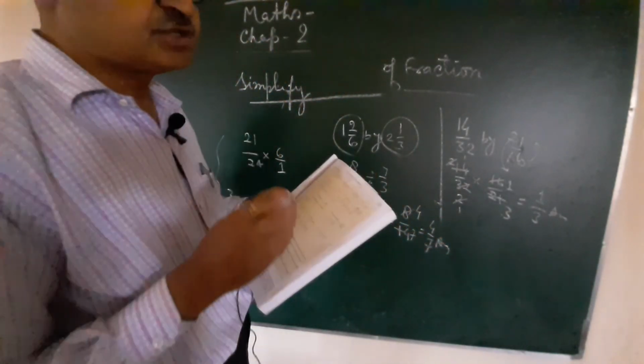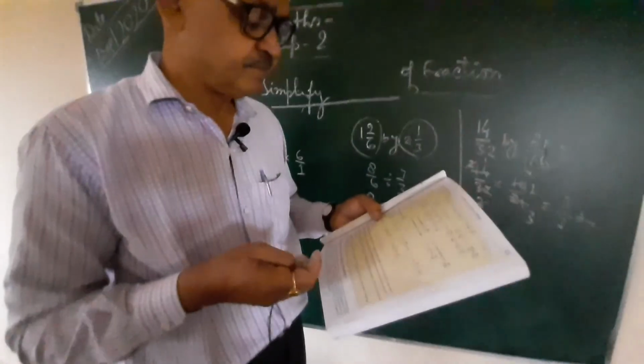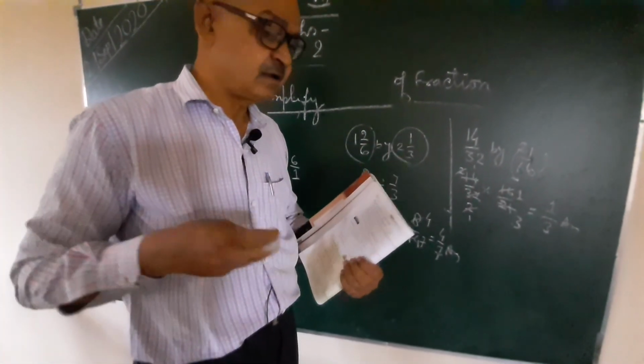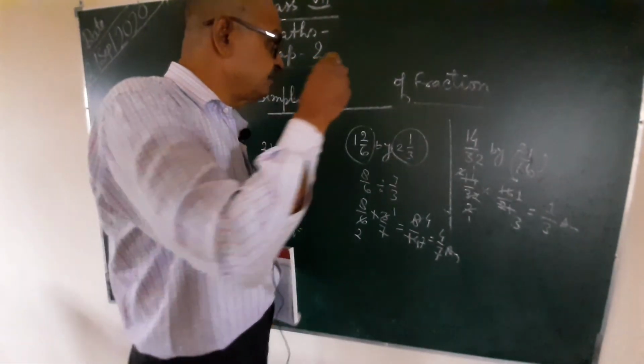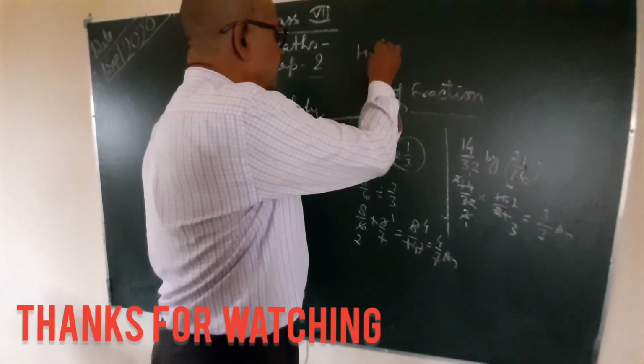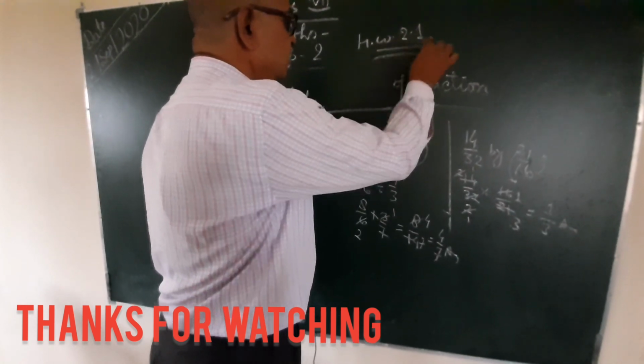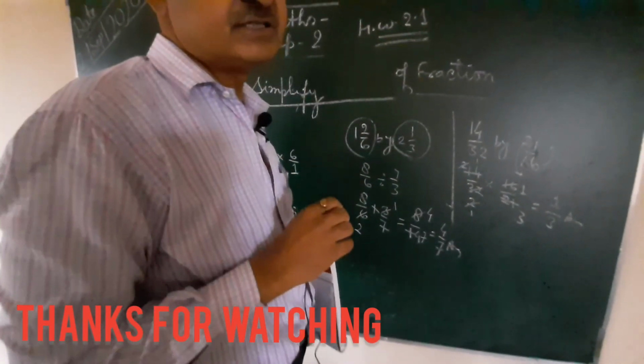We can do this question this way. This exercise 2.1 is homework. HW exercise 2.1. This is over.